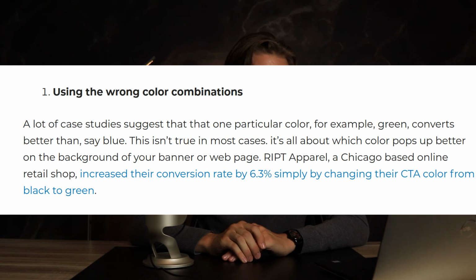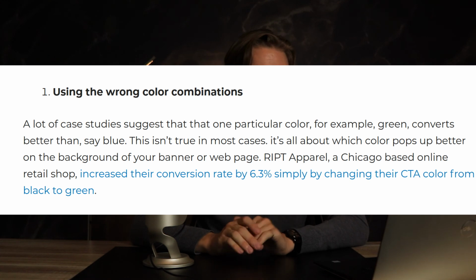Ripped Apparel, a Chicago-based online retail shop, increased their conversion rate by 6.3%, simply by changing their CTA color from black to green. Tip number 2, not using power words.